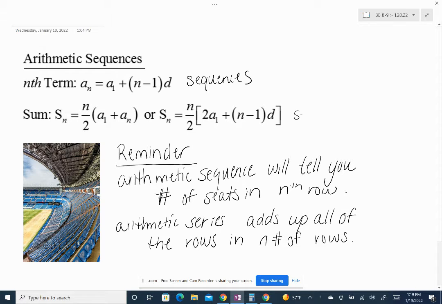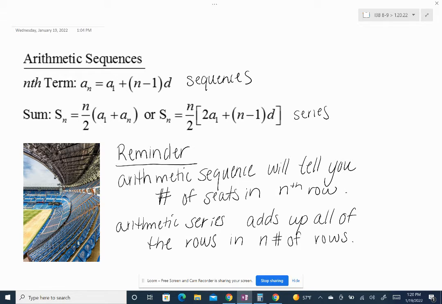So both of these two equations right there are going to be working for our series. Just a reminder, an arithmetic sequence will tell you the number of seats in the nth row. So let's say there are 36 rows in an auditorium. You want to know how many seats are in the 36th row. That would tell you how many are in the 36th row.